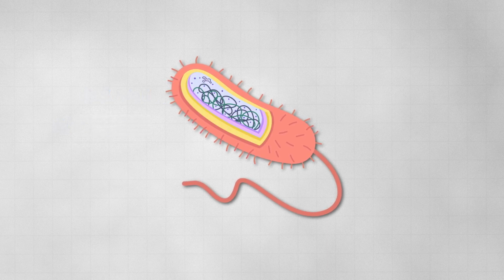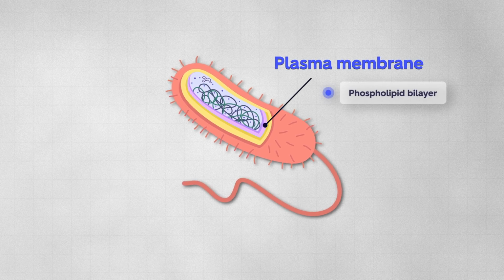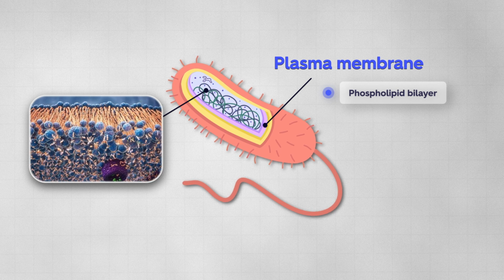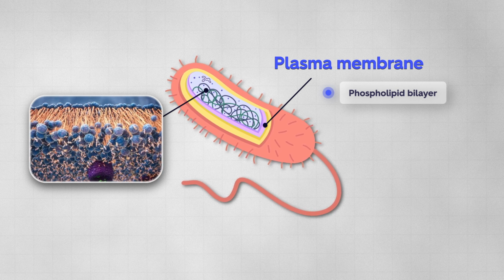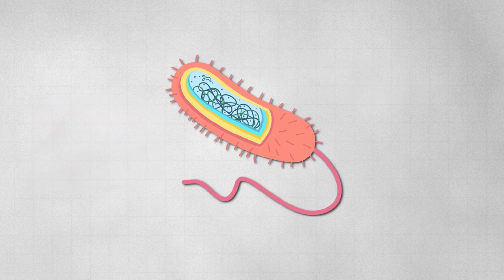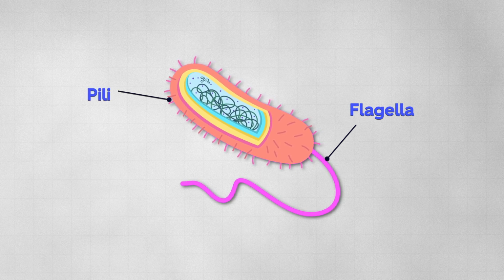Under the wall is the plasma membrane, a phospholipid bilayer with embedded proteins. It controls what enters and leaves the cell and serves as the main site for energy reactions, since prokaryotes lack mitochondria. On the outside, some prokaryotes move using flagella, the whip-like structures made of flagellin. Others use pili to attach to surfaces or exchange DNA with neighboring cells.